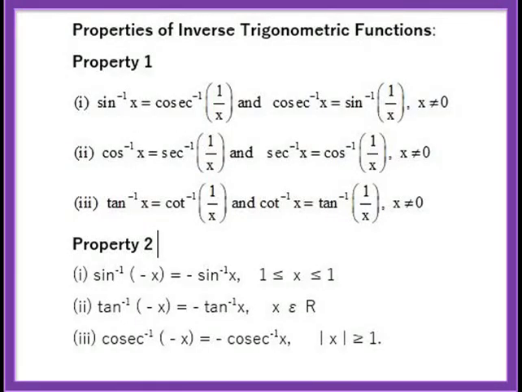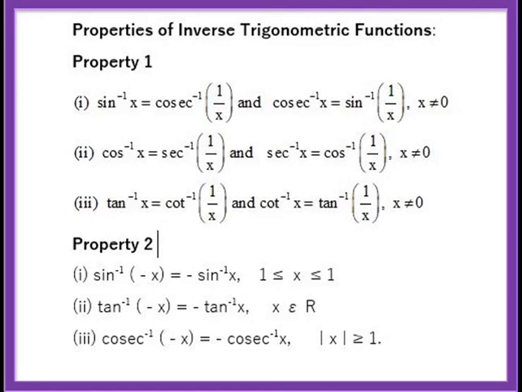Now this is the most important part, because you will find that in most of the inverse trigonometric functions, before you find the derivative, the main job is to simplify the given inverse trigonometric function. Then you will find that differentiation is not at all difficult. So these are the 5 or 6 sets of properties. The first set: sine inverse x is cosec inverse 1 upon x and cosec inverse x is sine inverse 1 upon x. Clearly x not equal to 0.